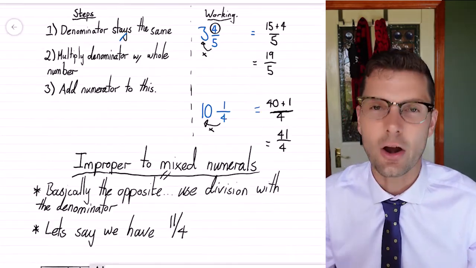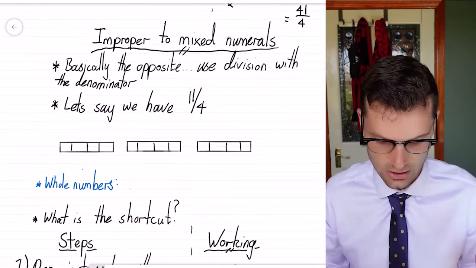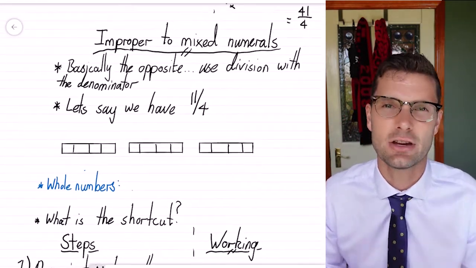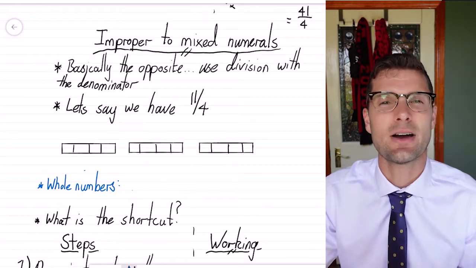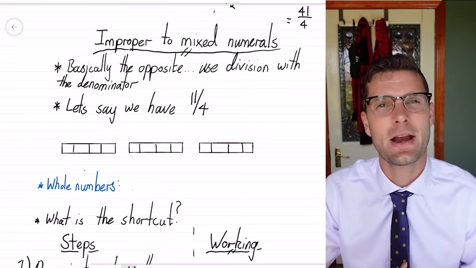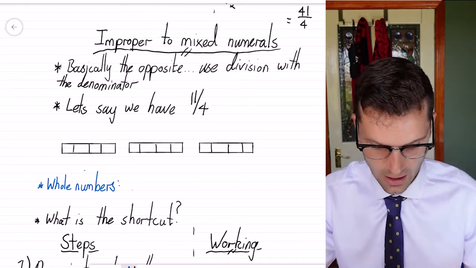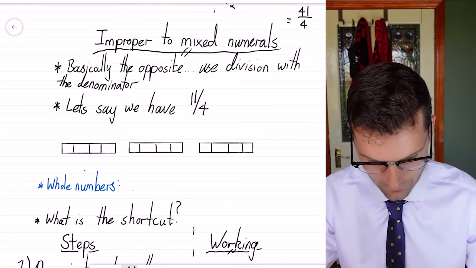All right, so we've got to be able to go both ways, okay? So to turn an improper fraction into a mixed numeral, it's basically the same idea, but instead of multiplying with a denominator, we're going to start dividing with it. Okay, so let's say we've got 11 over 4.